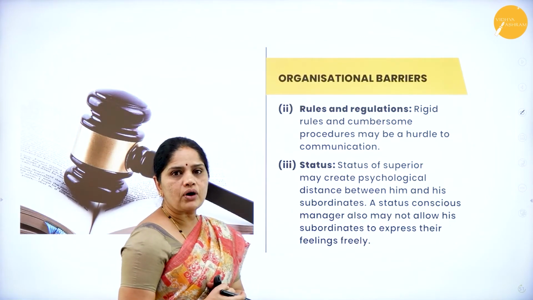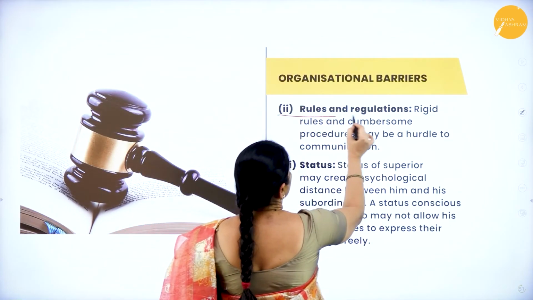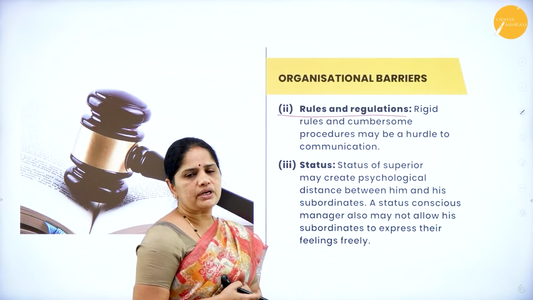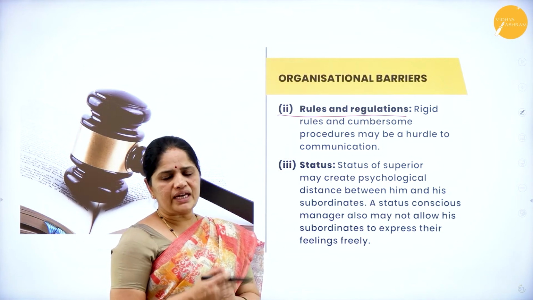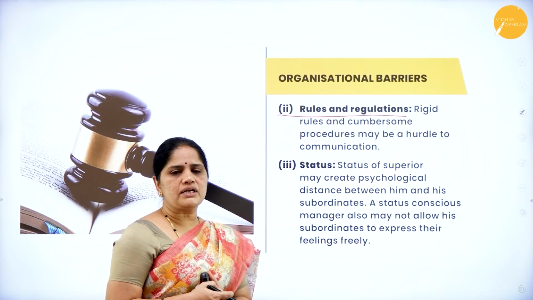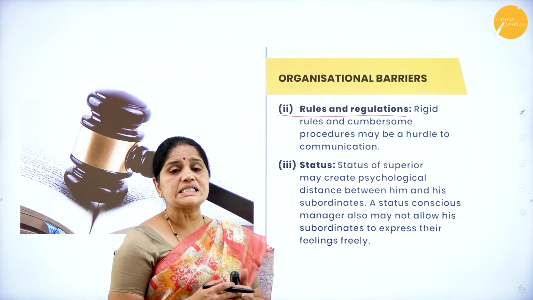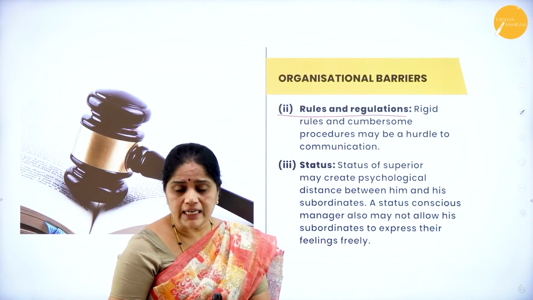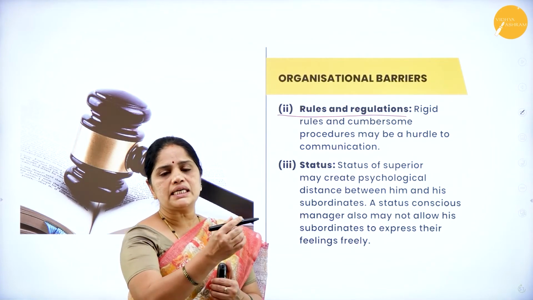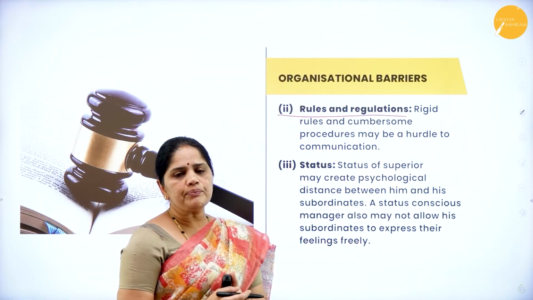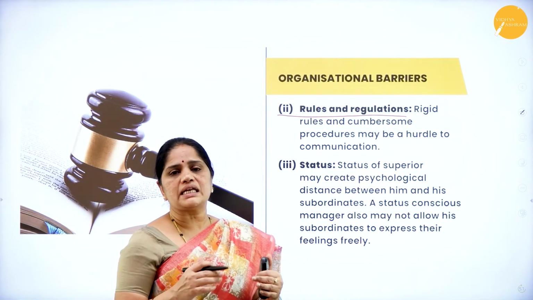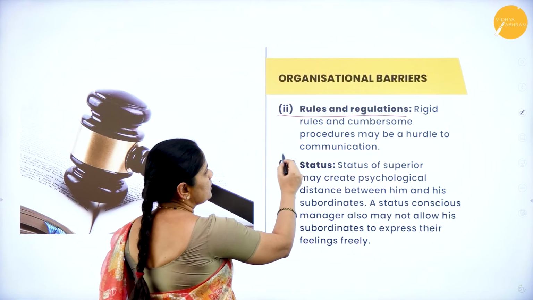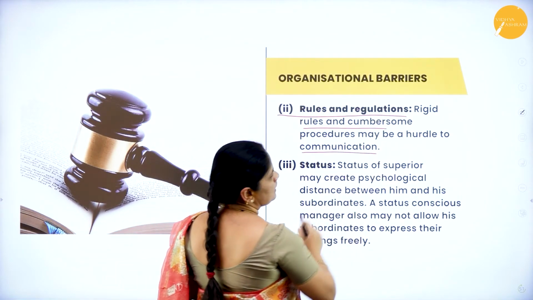Now, the second type of organizational barrier is rules and regulations. Rigid rules and cumbersome procedures may be a hurdle to communication. Now, why do we call them rigid rules? Whenever we talk about an organization, we also talk about the chain of command or the scalar chain. If you remember, in Henri Fayol, we have discussed the scalar chain existing in any organization. This scalar chain should ensure that there is a free flow of communication. Suppose this chain gets distorted, or if there is any cut in the chain, then it may act as a barrier to communication. So the rigid rules and cumbersome procedures may be a hurdle to communication.